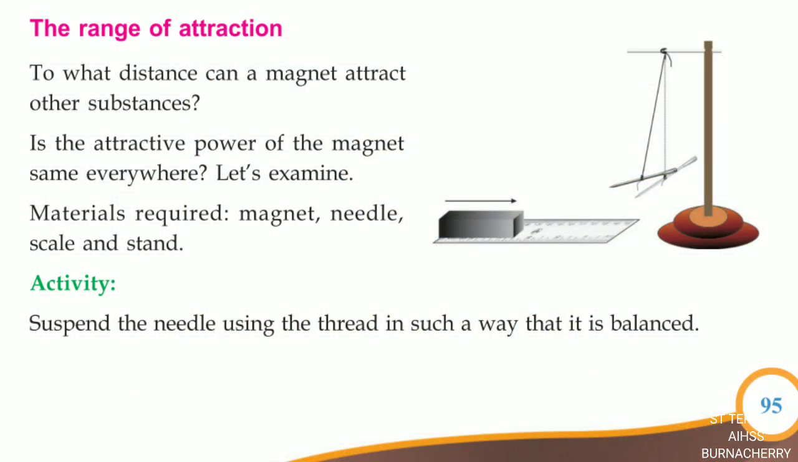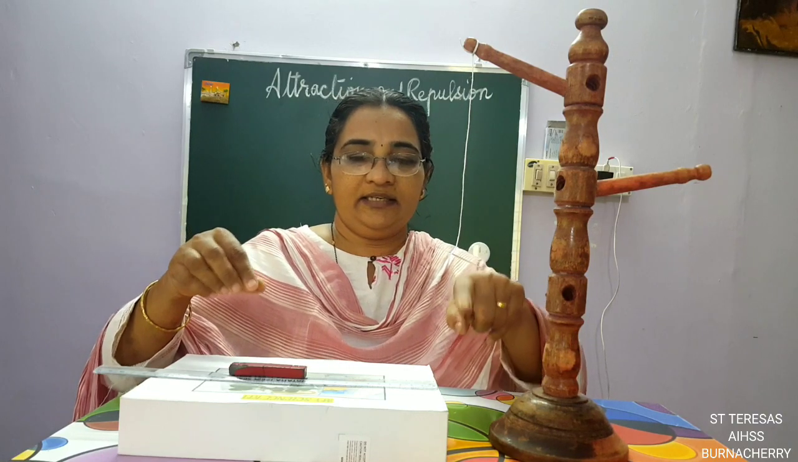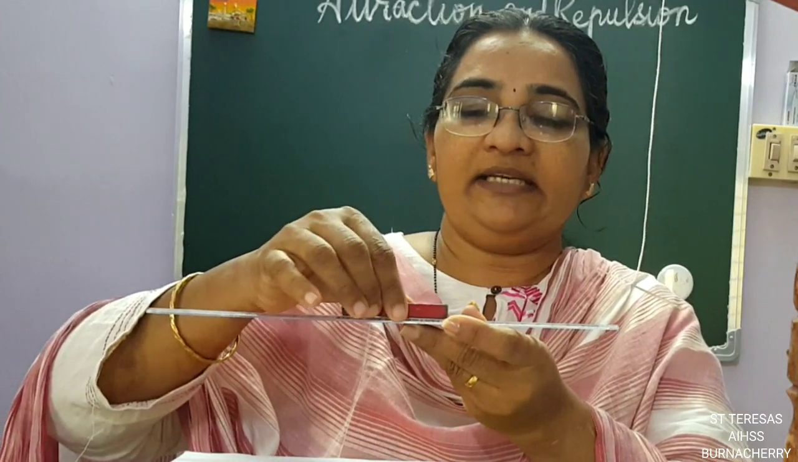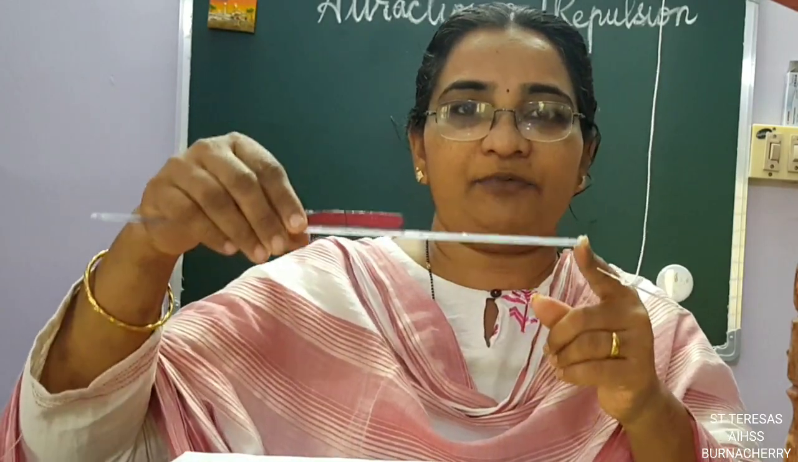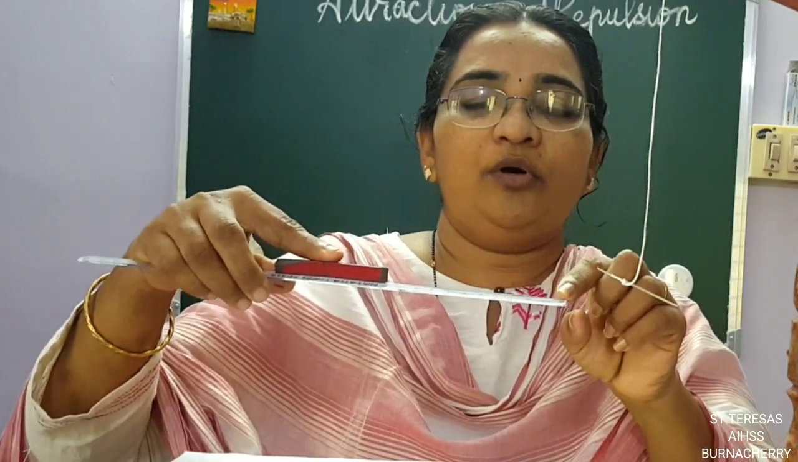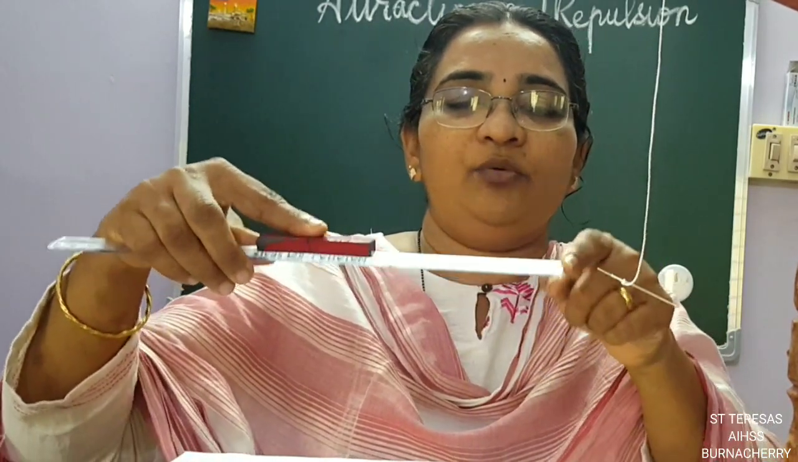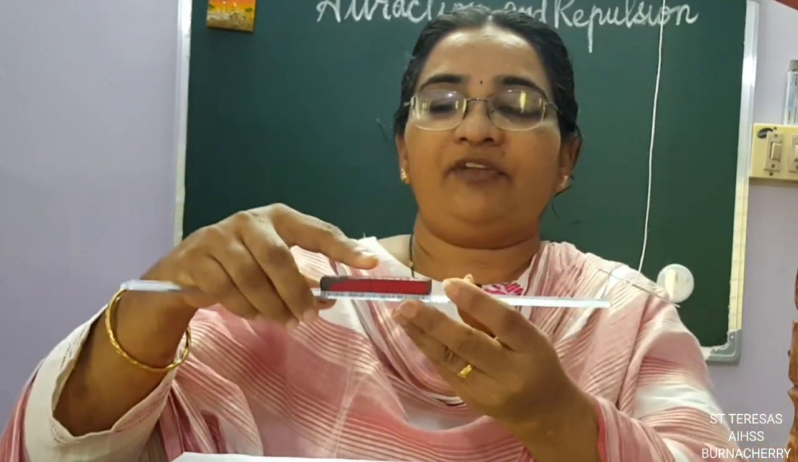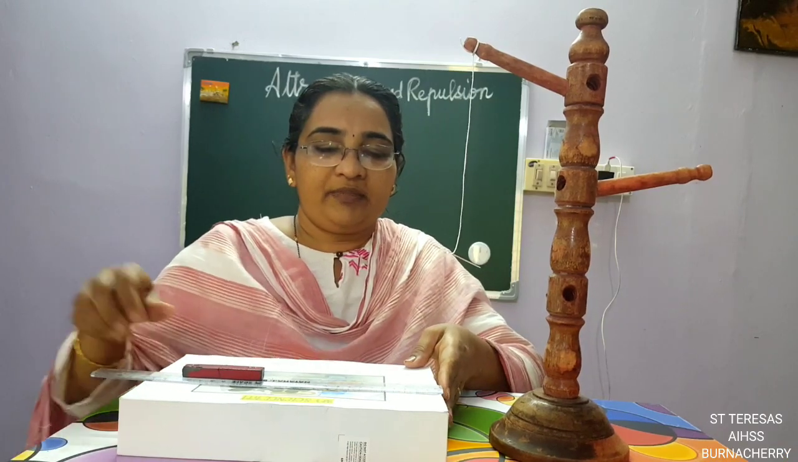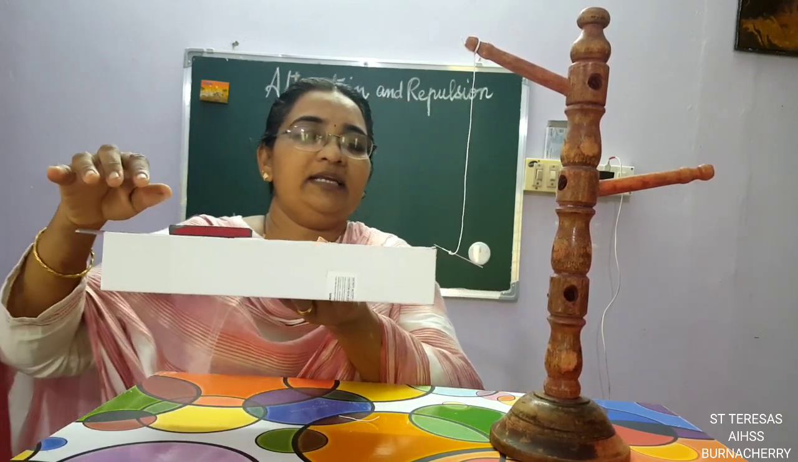For that I have taken a few things here. I have a stand, and I am hanging a needle here. Then I have taken a scale and I have kept the magnet on top of the scale. Why is the magnet kept on a scale? Because I want to measure the distance. I have kept the beginning of the scale here. And then what am I going to do? I'm just going to bring this magnet close to the needle.